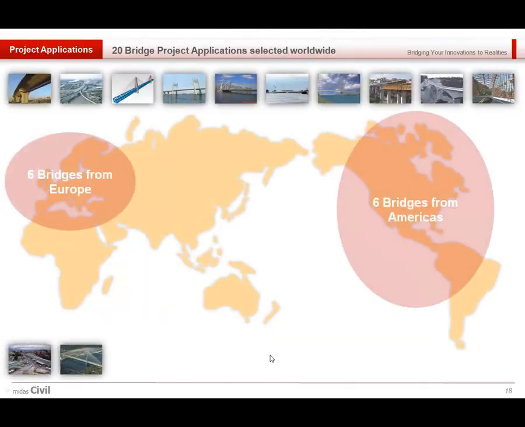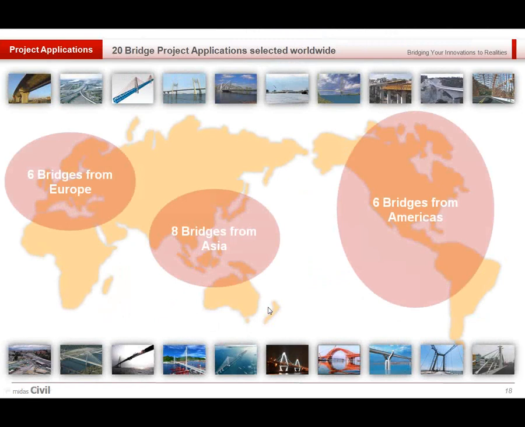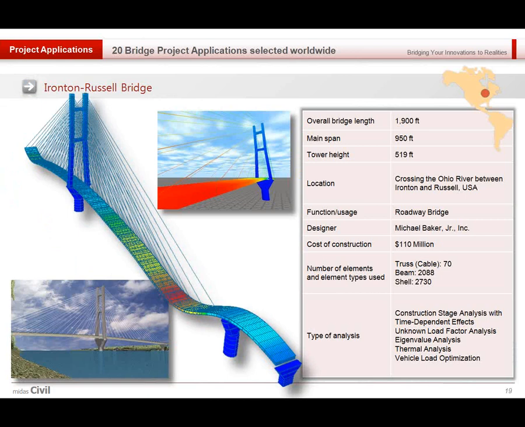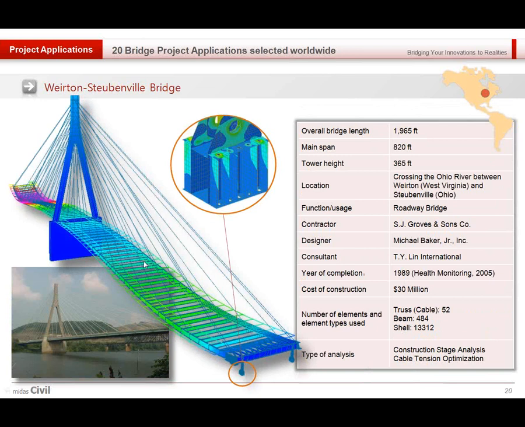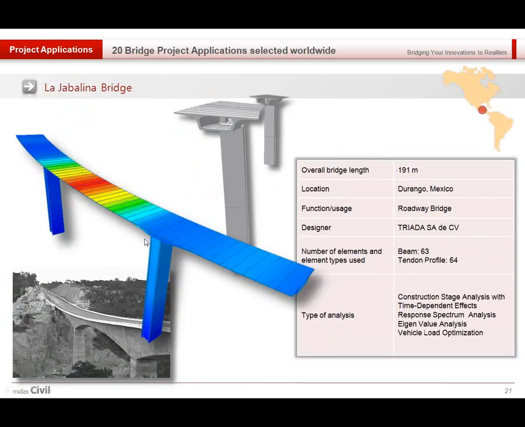Before we go to the features in more detail, I would like to show you briefly the applications of server. We chose 20 bridges worldwide. Firstly, Ironton Russell Bridge in the US. This is a cable stayed bridge. As you can see, they used the cable optimized function to find these cable forces. And another cable stayed bridge in Ohio, US. It was designed by Michael Baker Jr. They also used the construction stage analysis and cable optimized function.